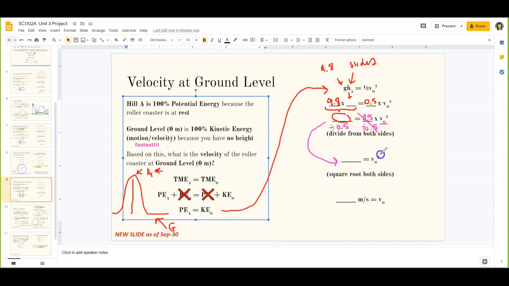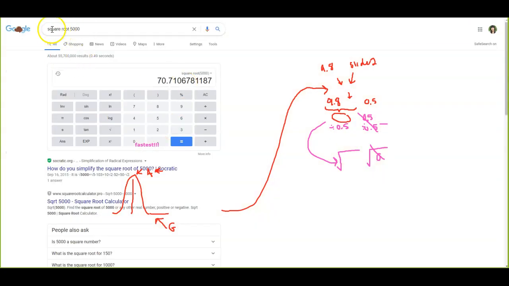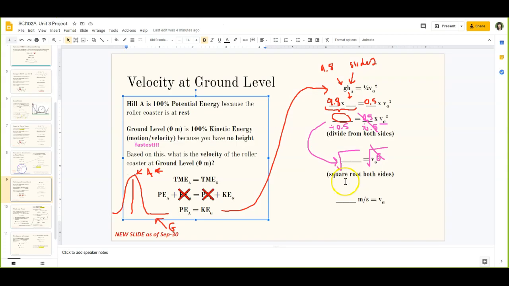Now we still need to get rid of this squared. That's the next thing to get rid of. And remember, to get rid of that, you're going to square root it, and that gets rid of the squared. But whatever you do to one side, you also need to do to the other side. So square root the other side as well. The easiest way to do that is just Google what is the square root of that number. And then that's going to be your final answer in meters per second. So that will be your final answer right here.